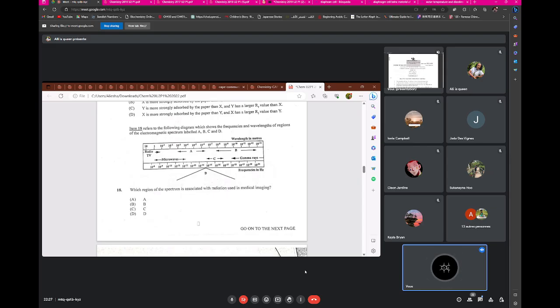Alright, so let's look at this now. Which region of the spectrum is associated with the radiation used in medical imaging? That would be X-rays, right? And if D is the visible light, which it should be, X-rays should be what? X-rays should be the left or the right here. Go ahead. I put B, as in the region B. Yeah, but I think it's wrong.